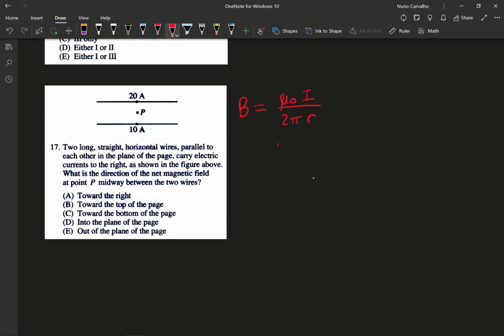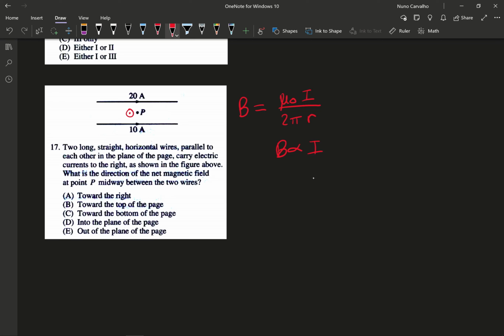But really what's important here is showing that the magnetic field is directly proportional to I. And so now we're ready to answer this question. The bottom current here is going to the right, and so using the right-hand rule, we'll see that the magnetic field at point P will be coming out of the page. Okay, so I'm just going to draw a point right there to the left of that.